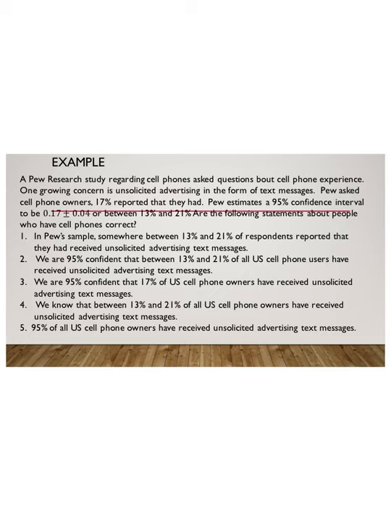Are the following statements about people who have cell phones correct? Just like we did in the last unit, I would underline key information. We have 17% reported they had, and a 95% confidence interval between 13% and 21%. Number one: in Pew's sample, somewhere between 13% and 21% of respondents reported that they received unsolicited advertising text messages. Our answer for number one would be no, because we know in the sample 17% said yes already, so we don't need a margin of error.